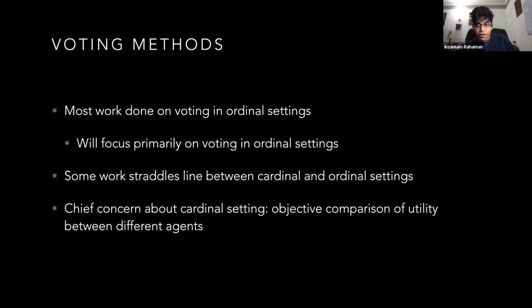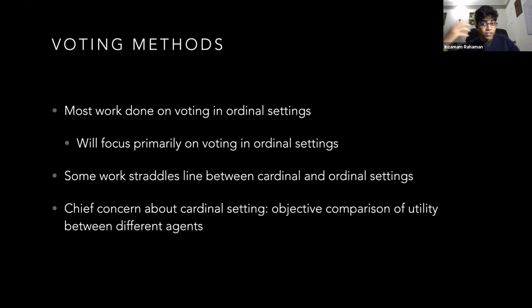One of the chief concerns about the cardinal setting, particularly in the case of actual elections, is that it's hard to objectively compare utility functions between agents. And then with approval voting, there are concerns about whether or not approval voting violates one person, one vote. Personally, I don't agree that approval voting violates the whole one person, one vote. And there's actually been a slight movement within the COMSOC community from objecting to cardinal voting methods to being more lukewarm towards them.